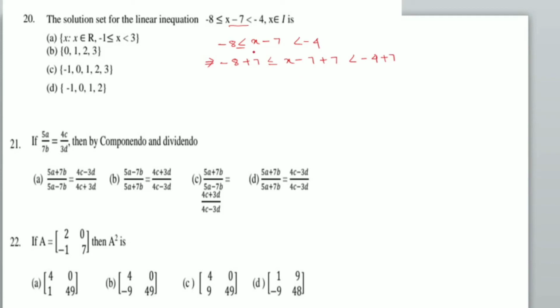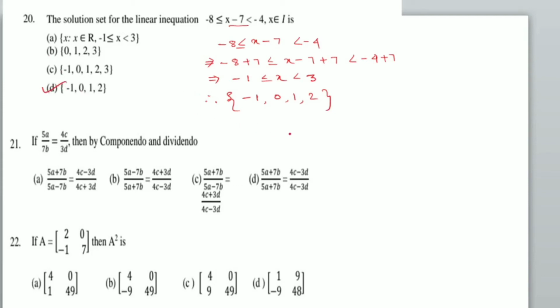Now we want to find out the value of x. Here it is x minus 7. So if we add 7, then the 7 will vanish and we get x. So it will be minus 1 less than 3. Therefore, the solution set will be x greater or equal to minus 1. Therefore, minus 1, 0, 1, 2, up to, because x is less than 3. So A, B, C, D, yes, the solution D will be the right answer.